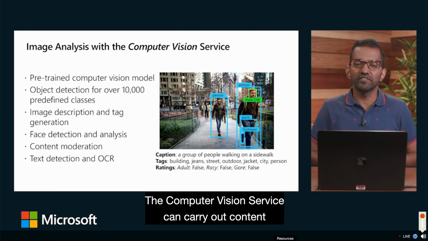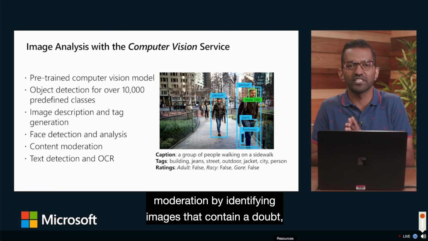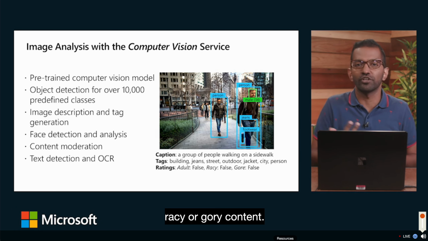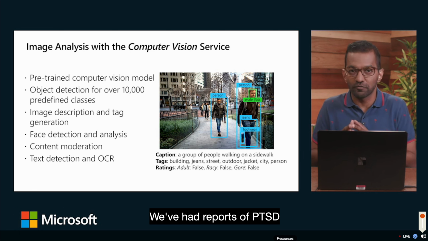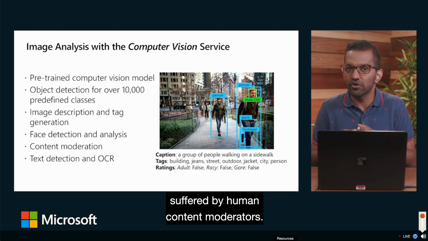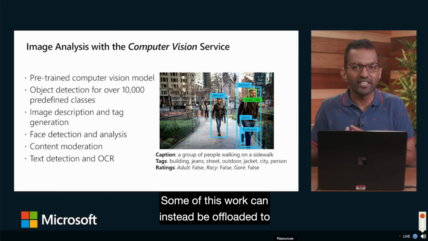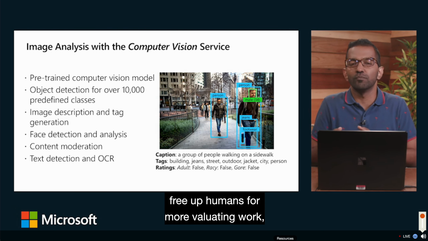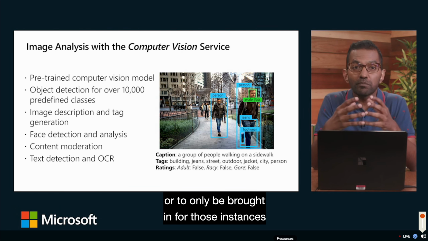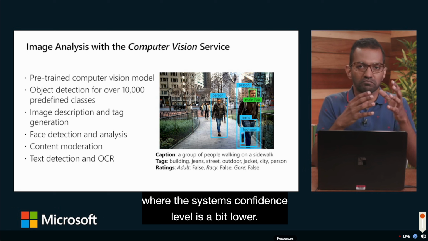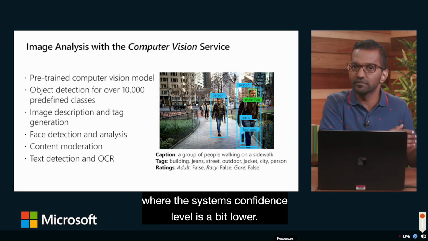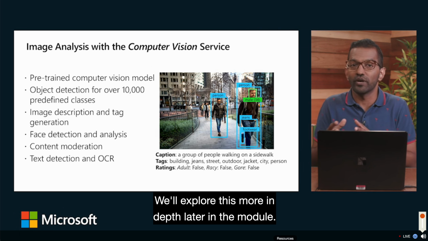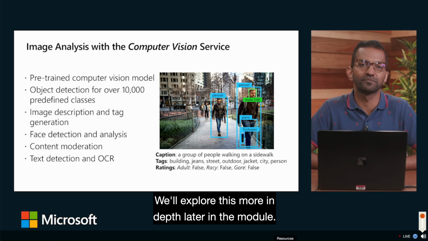The computer vision service can carry out content moderation by identifying images that contain adult, racy, or gory content. We've heard reports of PTSD suffered by human content moderators. So some of this work can instead be offloaded to these cognitive services to free up humans for more value-adding work, or to only be brought in for those instances where the system's confidence level is a bit lower. It can also detect and extract text in an image. We'll explore this more in depth later in the module.